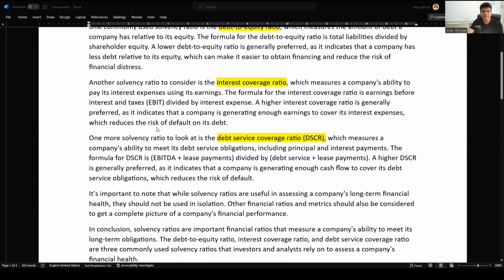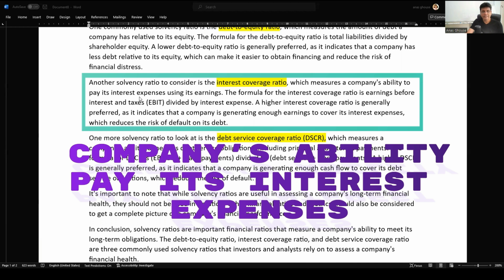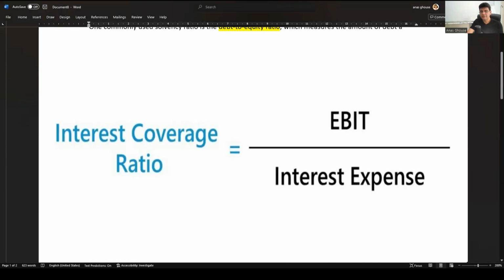The second one is the interest coverage ratio. What is the purpose of calculating the interest coverage ratio? This measures the company's ability to pay its interest expenses using its earnings. To what extent are our interest expenses covered by the company's earnings? The formula for the interest coverage ratio is earnings before interest and tax divided by interest expenses.